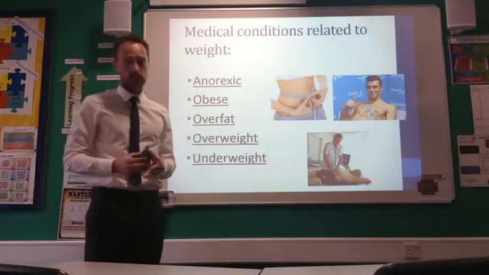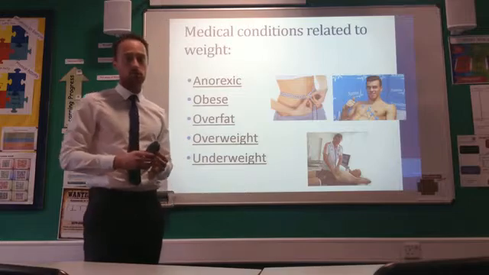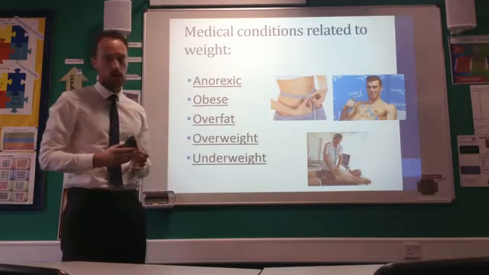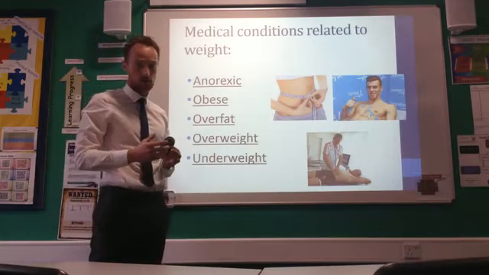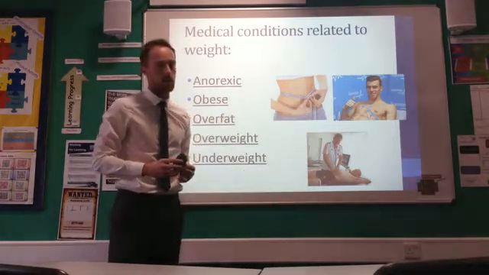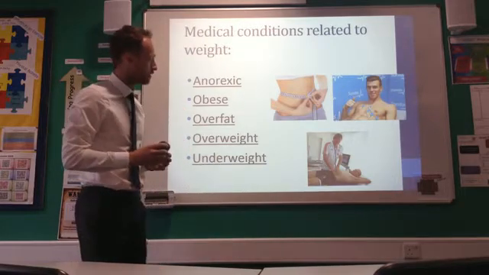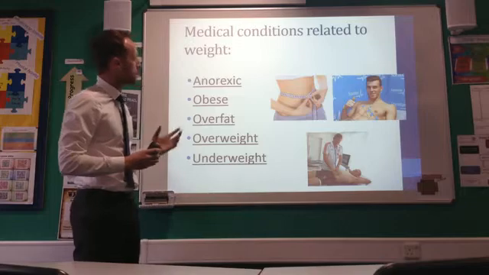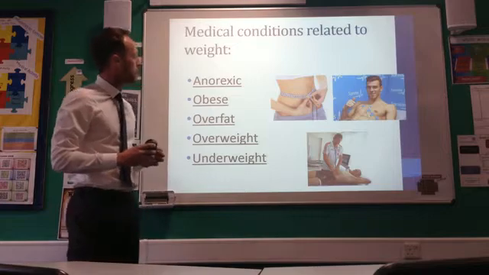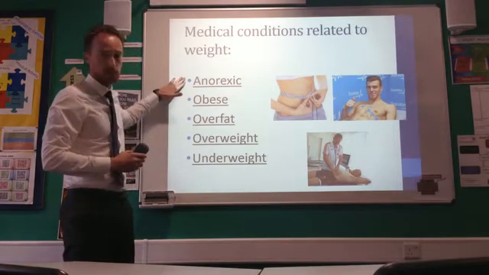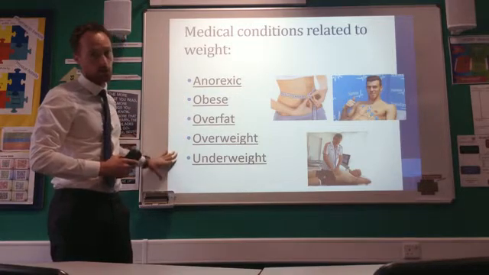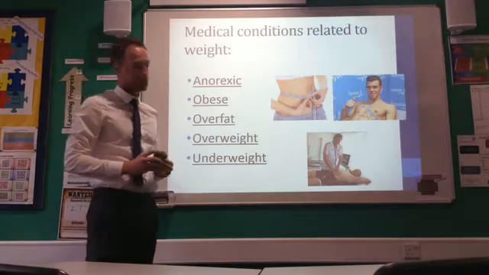So, weight-related conditions. It's important if you're ever a doctor or a physio or you're assessing someone's medical condition, that you're able to classify a person's weight, and this will tell you a lot about their current health, and it will also, if you're talking on an elite performance level, enable you to then help with their diet and their nutrition to get them to their optimum weight for performance. And there are 5 categories that are used to classify a person's weight, and these are used as medical conditions. So we've got the first one is being anorexic, obese, overfat, overweight and underweight. Make sure you make a jot of those down on your notes.